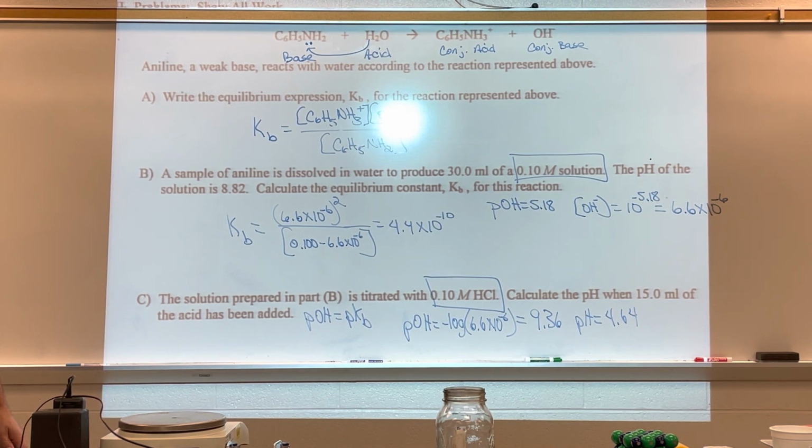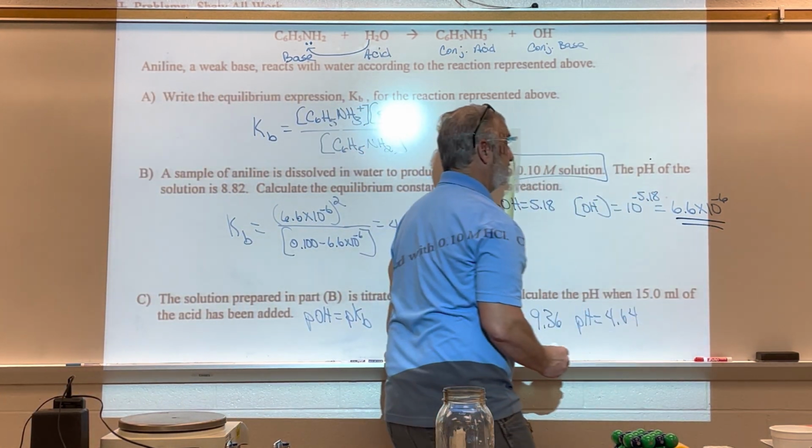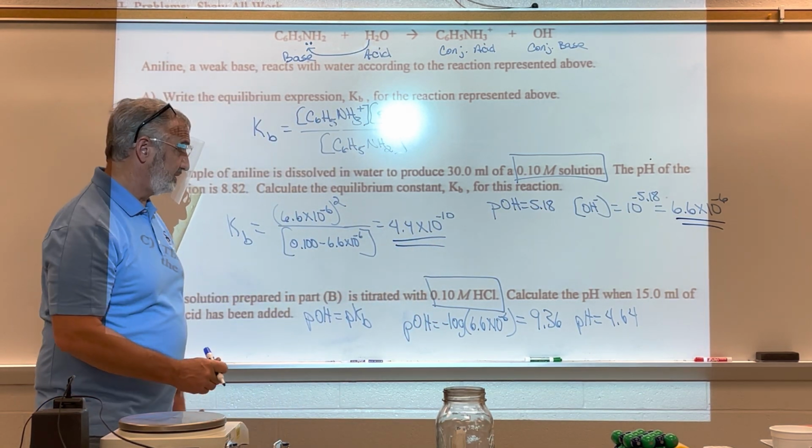Yes, sir. Why wouldn't you do the negative log of 4.4 times 10 to the negative 10? You know what? We should have. I was trying to justify why it was so low, because it really shouldn't be that low. All right, I made a careless mistake. I went fast. This is not Kw, this is Kb. All the right concept, I just plugged in the wrong number.